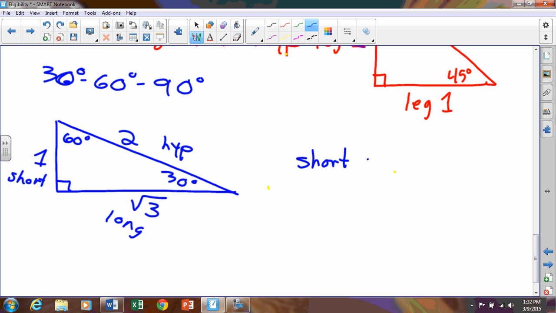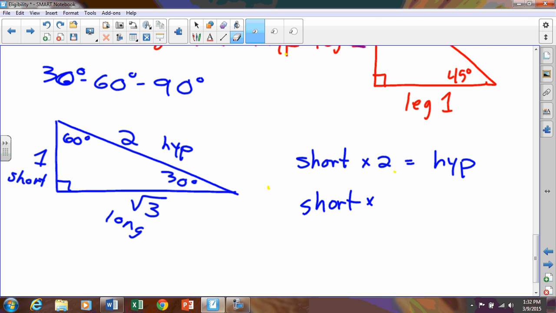Short times the square root... short times 2 gives you the hypotenuse, and the short leg times the square root of 3 equals the long leg. We had those written for notes. Now our next problem says, what are the exact side lengths if you have a hypotenuse of 12?